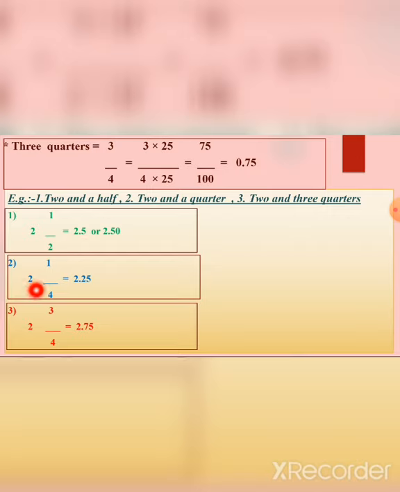Leave one line, write second example. 2 and 1 upon 4 is equal to 2.25. Third example, leave one line and write third example. 2 and 3 upon 4 is equal to 2.75. I hope, students, you have written in very neat and tidy handwriting. Let's move ahead.